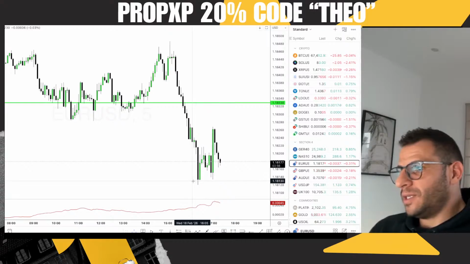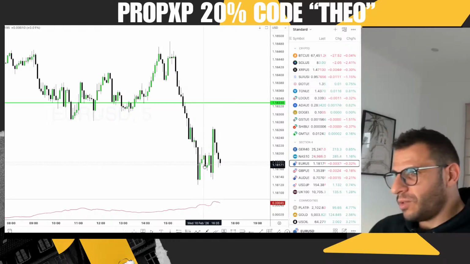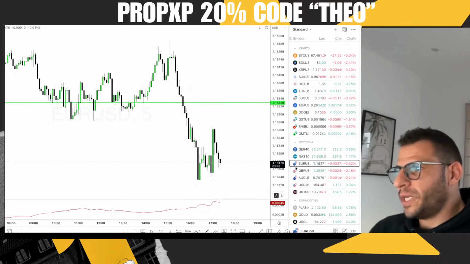Euro is fighting at the support. Price range is about 4 pips on the 5 minute.